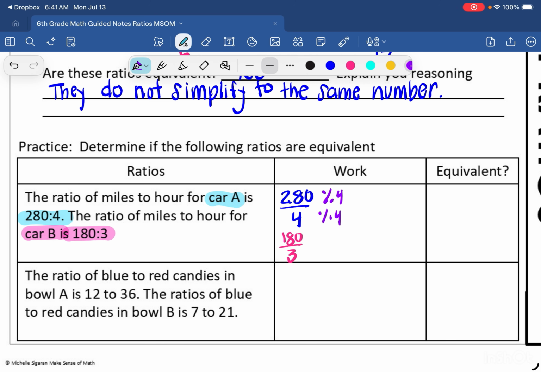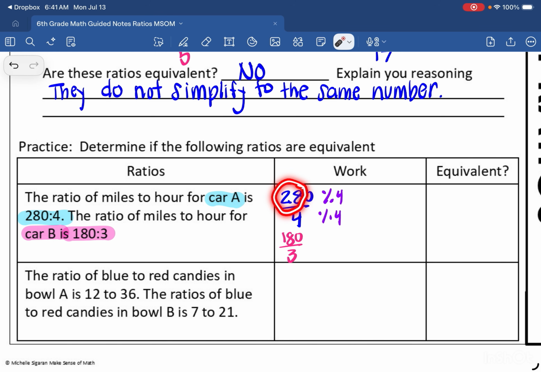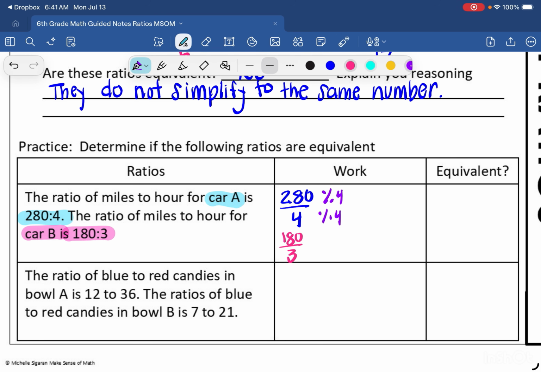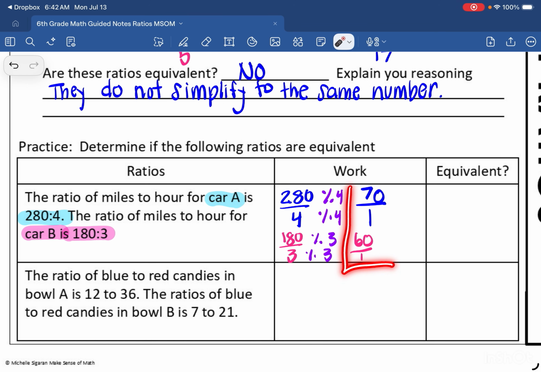And I know that with the top one, because if I just look at 28, I know I can divide 28 by 4. So therefore, I can divide 280 by 4. So 280 divided by 4, well, that's going to give me 70 because 28 divided by 4 is 7. So 70. And then 4 divided by 4 is 1. 180 divided by 3. I know that 180 can be divided by 3 because 18 can be divided by 3. So numerator and denominator divided by 3. 180 divided by 3 is 60. 3 divided by 3 is 1. So it looks like they are not equivalent because they do not simplify to the same ratio.